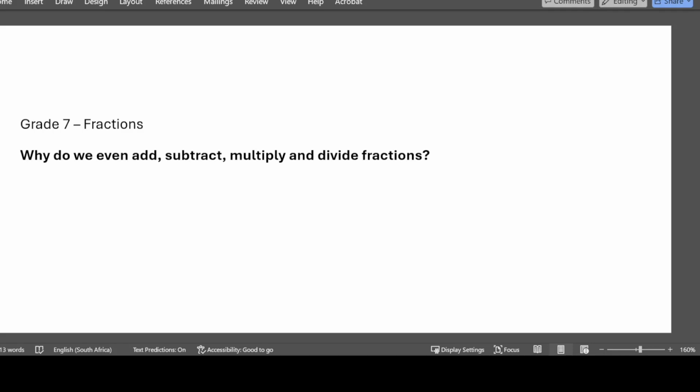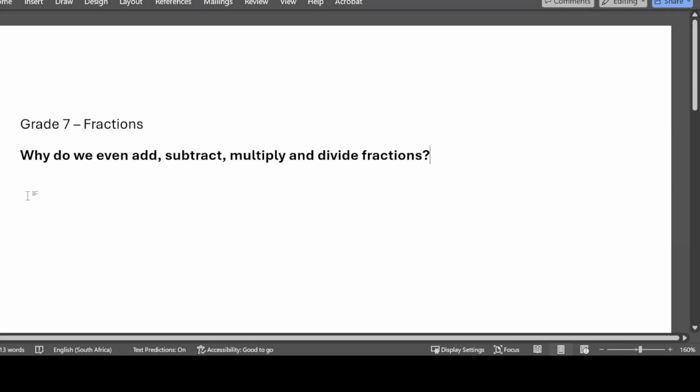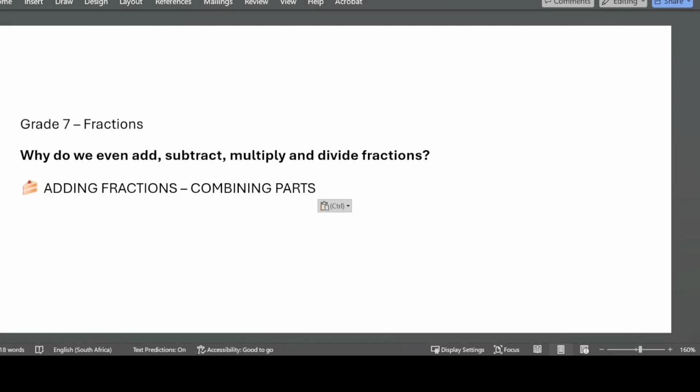Many learners ask a very important question. Why do we even add, subtract, multiply and divide fractions? When do we use this in real life? Today I'm going to show you exactly why we need these four operations with fractions and how we use them in everyday life. Now the first part is adding fractions, or combining parts.